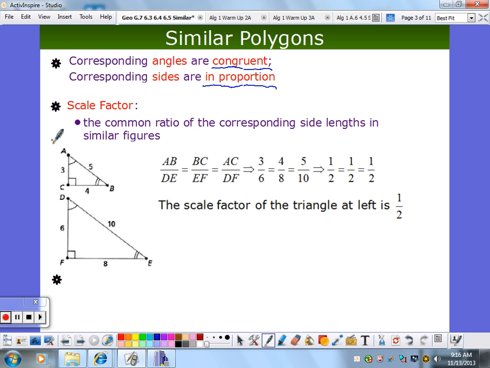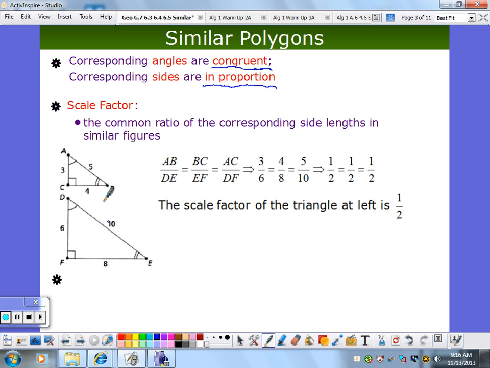Scale factor. Do you guys remember scale factor from like 6th grade? No? What's a scale factor? Yeah, what's a scale factor? It makes something bigger or smaller, right? And it's that ratio of how it compares. When we looked in the homework, it had that map. What's the scale? It went from 1 to 15, so it's 15 times bigger than what my drawing is showing. So a scale factor tells you the proportion. It's a common ratio of the corresponding side lengths in similar figures.